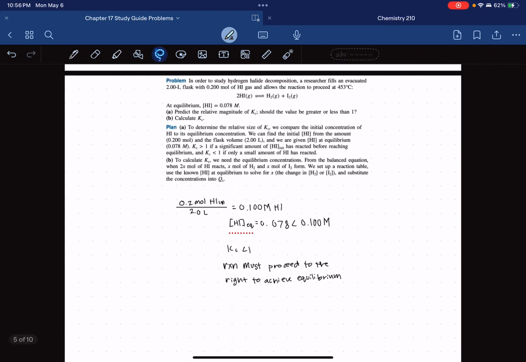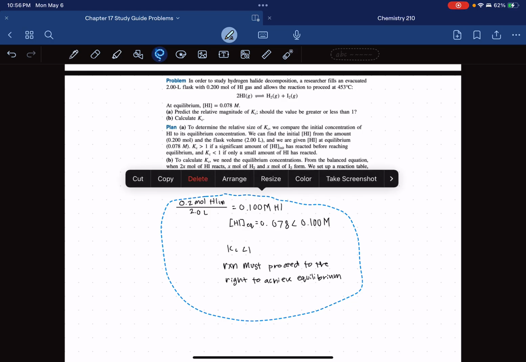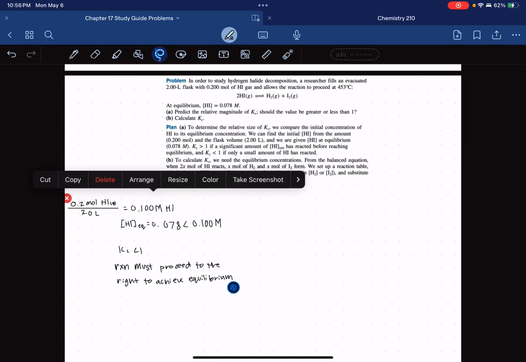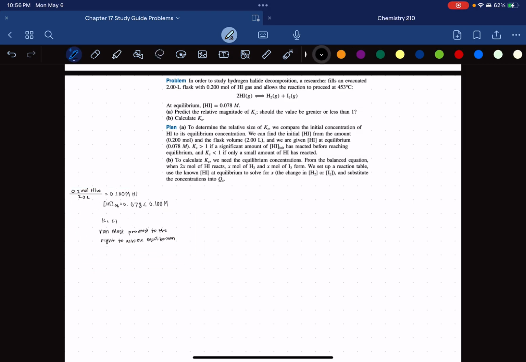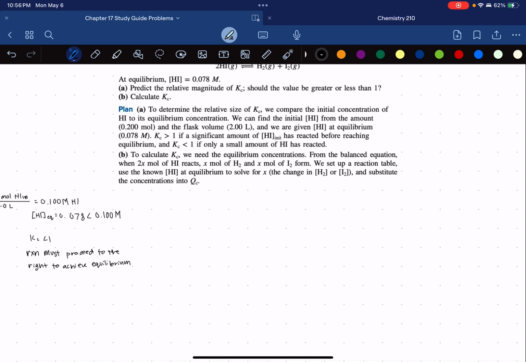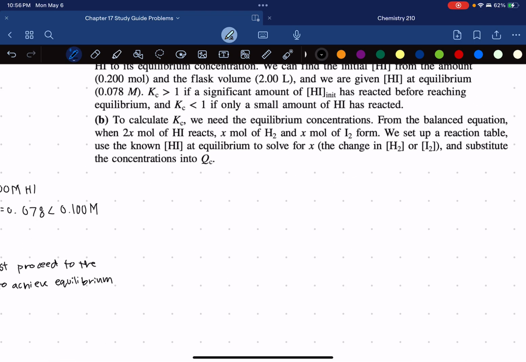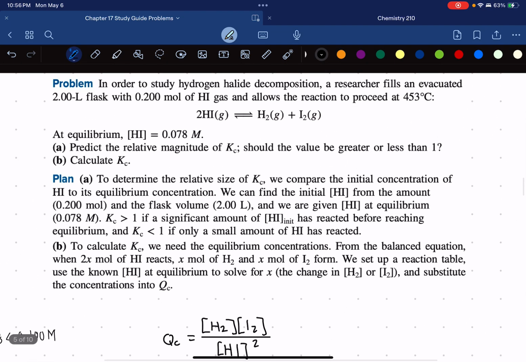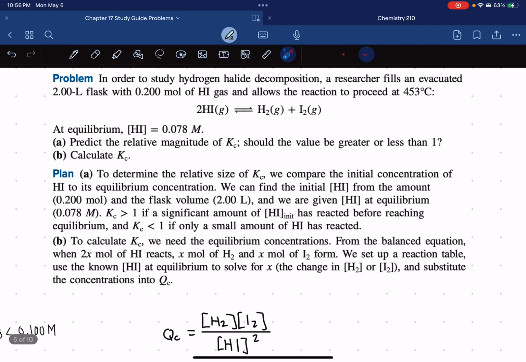But now, how do we find our equilibrium values? We do this by constructing a reaction table, also known as an ICE table. Let's start off by defining our Qc, which in this case would be equal to the concentration of H2 times the concentration of I2 all over the concentration of HI raised to its molar coefficient of 2. And that is given here in our balanced equation.